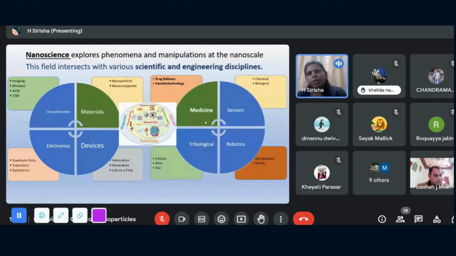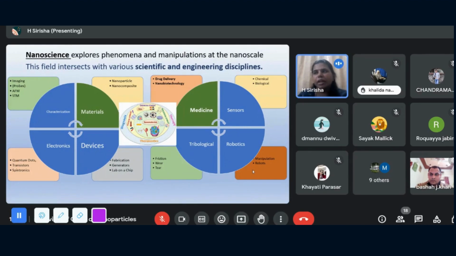Coming to the medicinal aspect of nanoscience, it is widely used in drug delivery for nanocarrier molecules in order to transport the drug to the local area of the target, and it has various applications in nanobiotechnology. Then nanotechnology also is being used in chemical and biological sensors to detect various chemical cues and molecular cues. It is used in robotics in order for the manipulation.